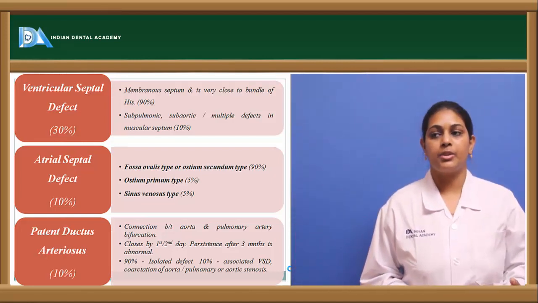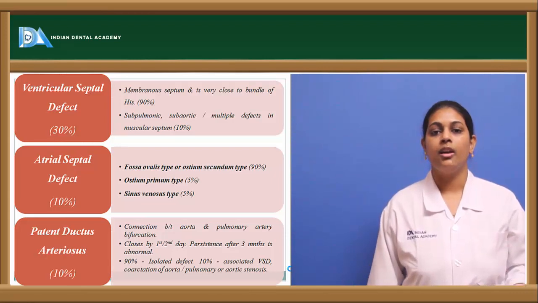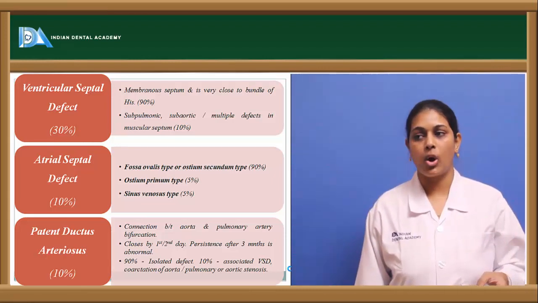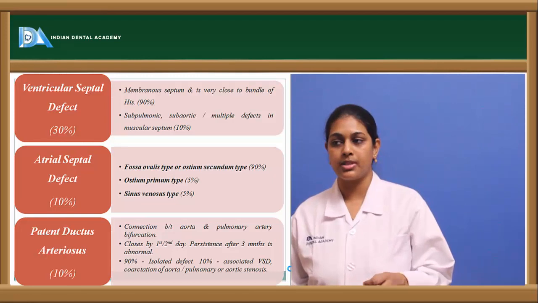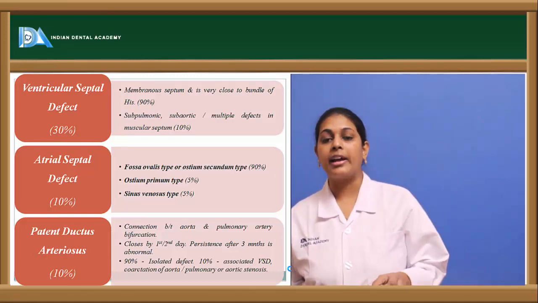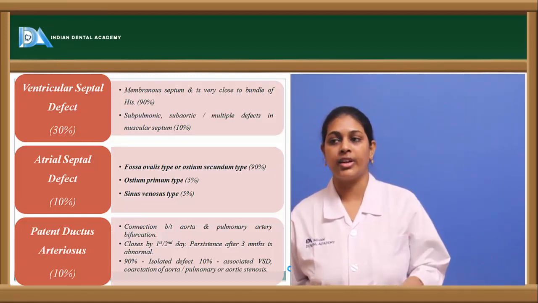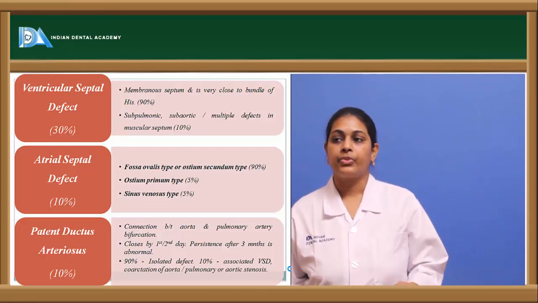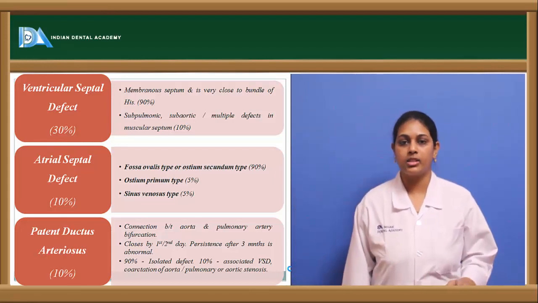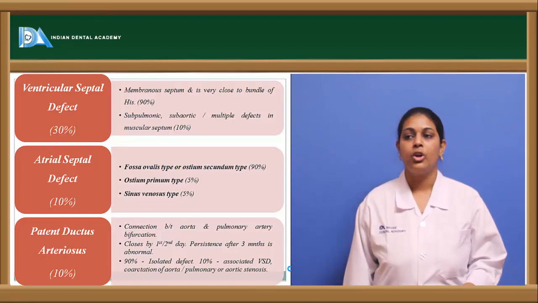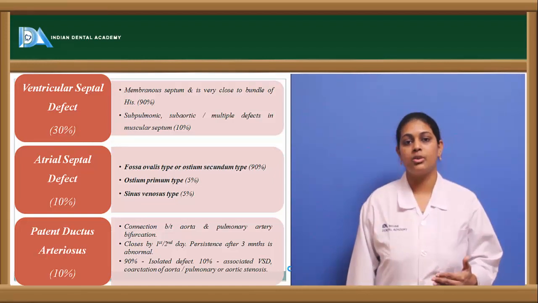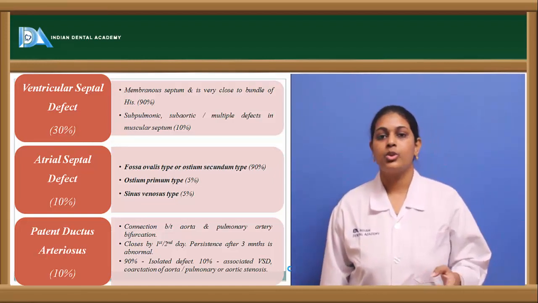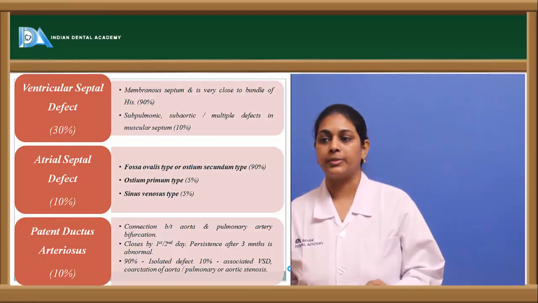Coming to the atrial septal defect, it is a defect which is seen either in the fossa ovalis, otherwise also known as the ostium secundum type, and it is seen in 90% of cases that this defect is present in the fossa ovalis. In 5% we see that it is present in the ostium primum type, and another 5% we see in the sinus venosus type. So these are the atrial septal defects.